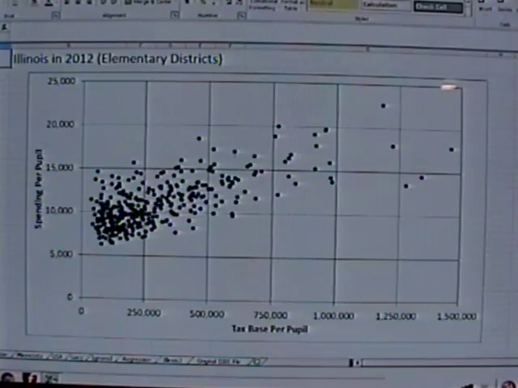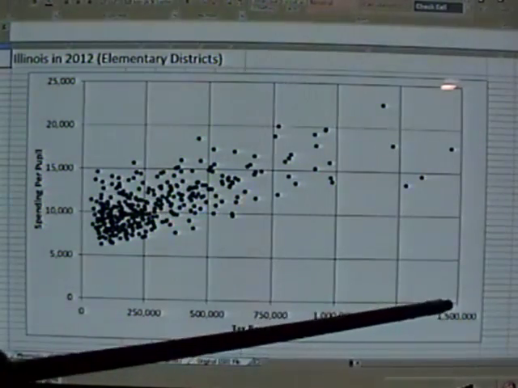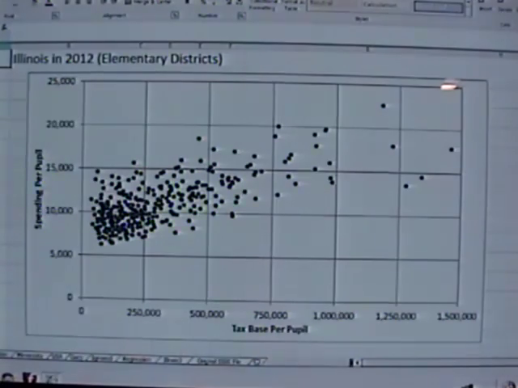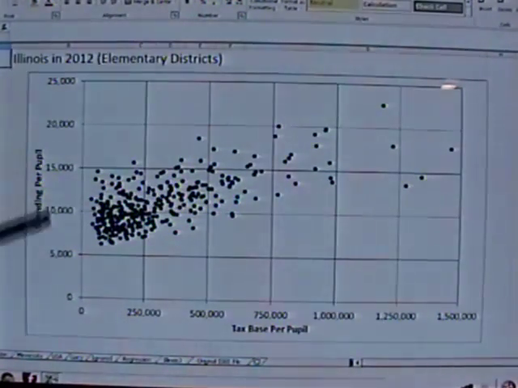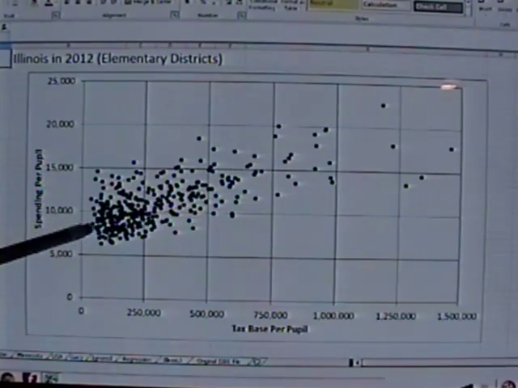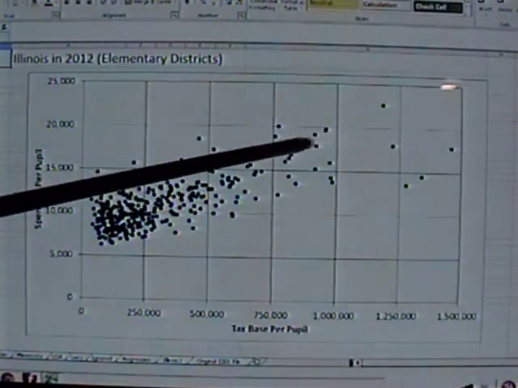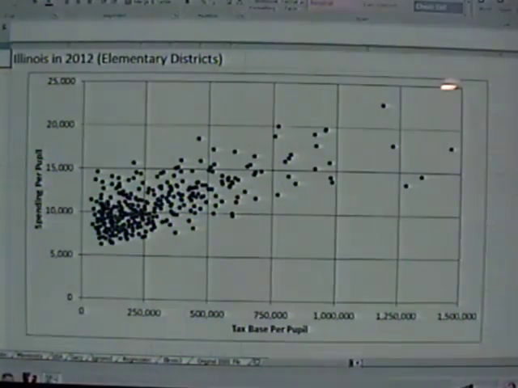Every dot on this graph represents an Illinois elementary school district. The further we go to the right, the wealthier the school district. The higher we go, the more the district spends per kid. This is from the year 2012. And we can see that the wealthier districts tend to spend actually a lot more money than the districts that have lower wealth to tax.